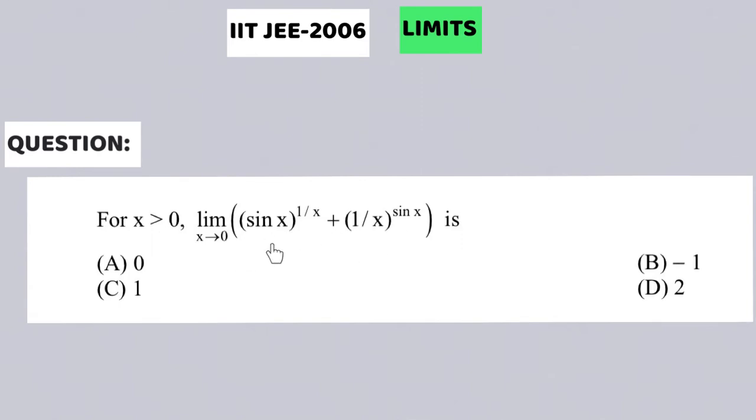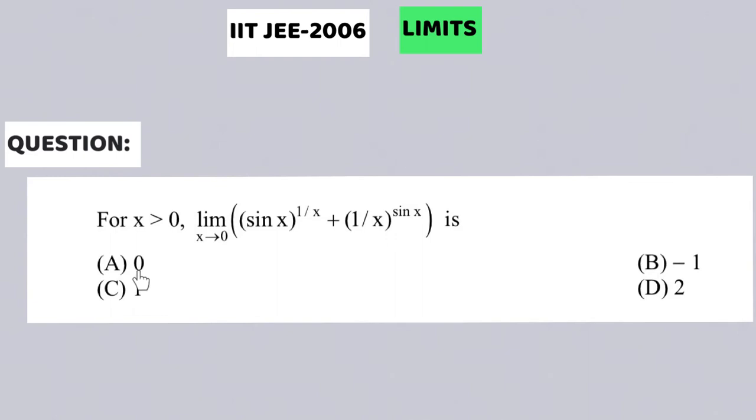Here you must know why x greater than 0 is given. For such functions f(x) to the power g(x), after taking the log there will be (1/x) log sin x. So sin x must be positive, because it is the input of the log. That's why x greater than 0 is given. This limit is valid for x approaching 0 plus, because at x approaching 0 minus, the log of a negative value is not defined.